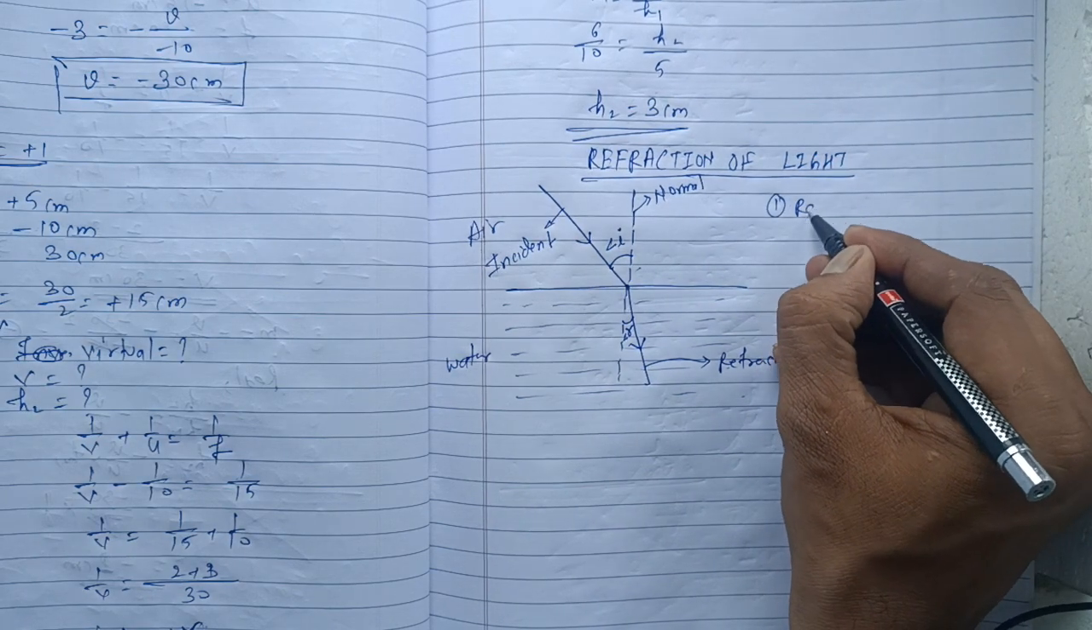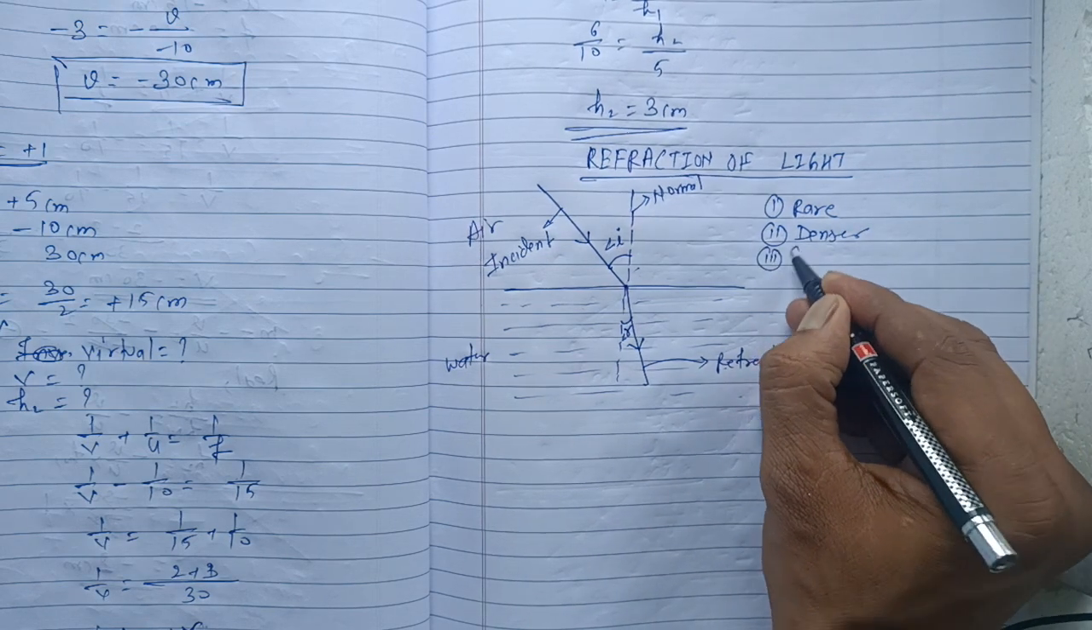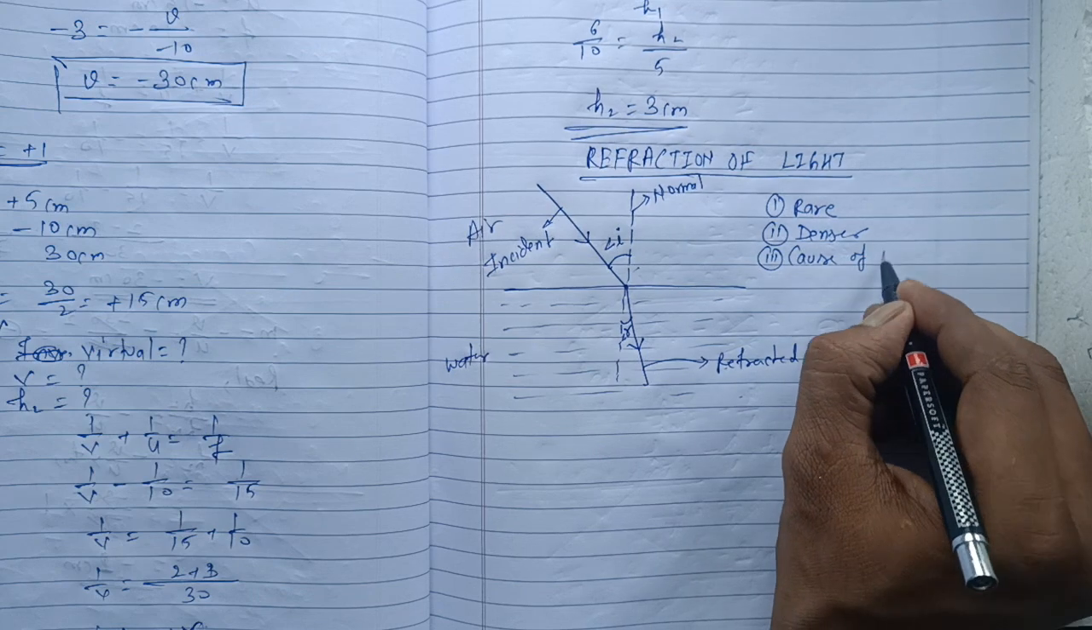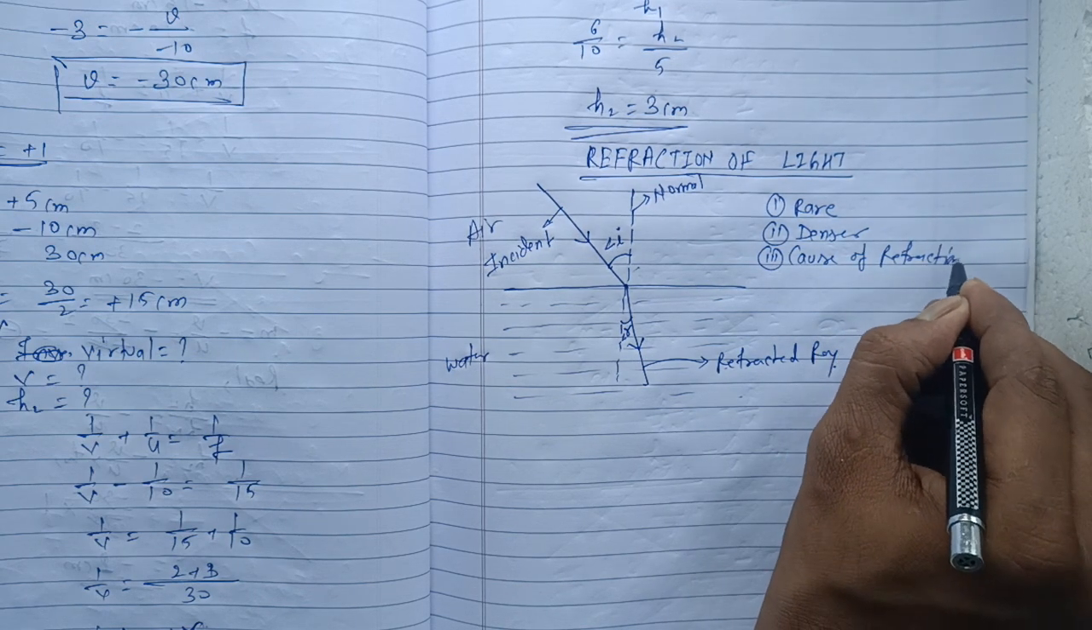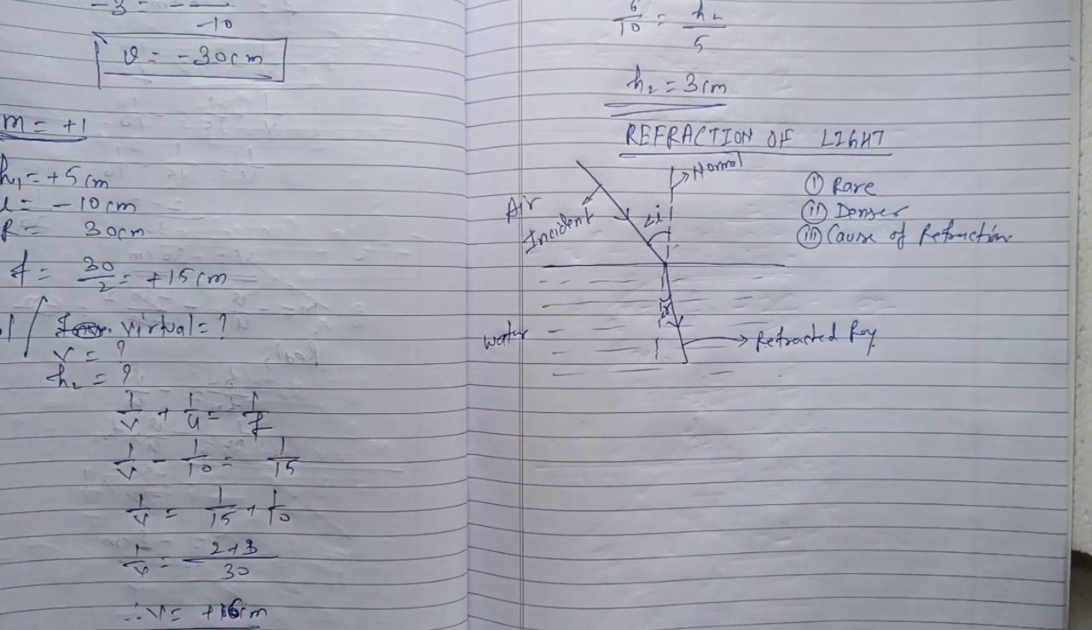The first thing is what is a rare medium, and then a denser medium, and then the cause of refraction. These are the things that we need to know first, then we can understand it better. The first thing is, what is a rare medium? Rare medium or denser medium can be understood easily if we compare two mediums. Suppose I am comparing air and water, we can simply say that comparatively air has less density than water, so air is the rare medium and water is the denser medium.